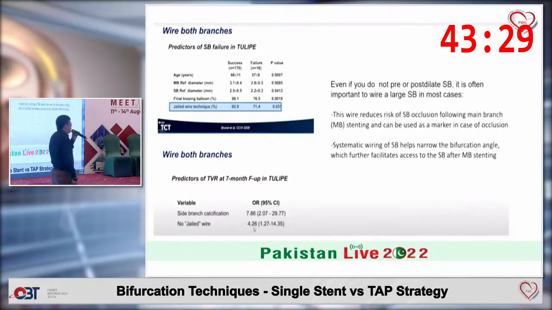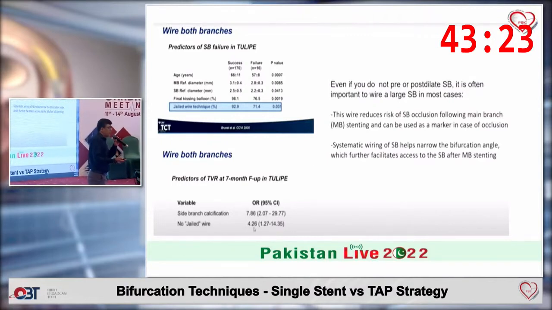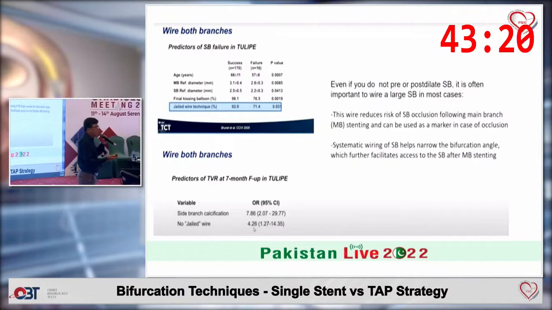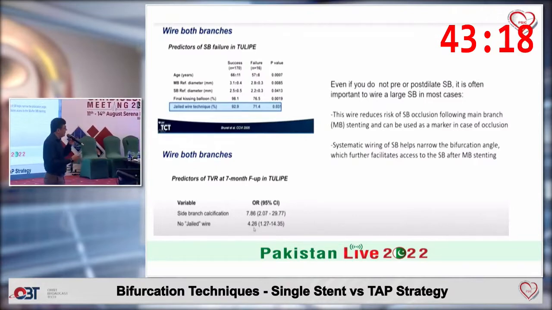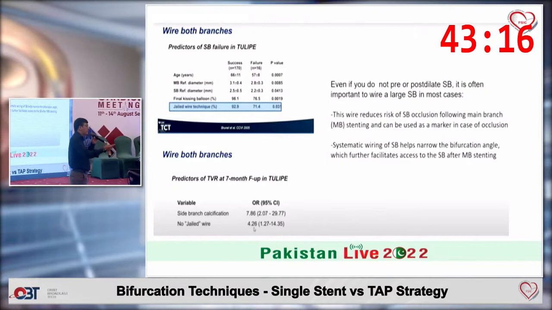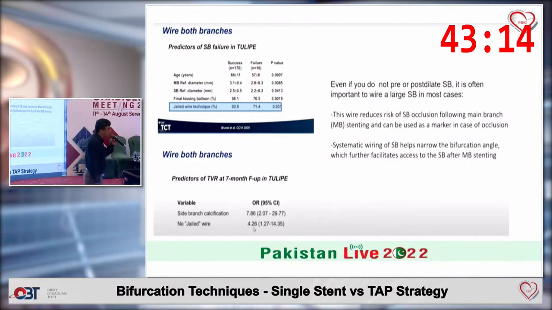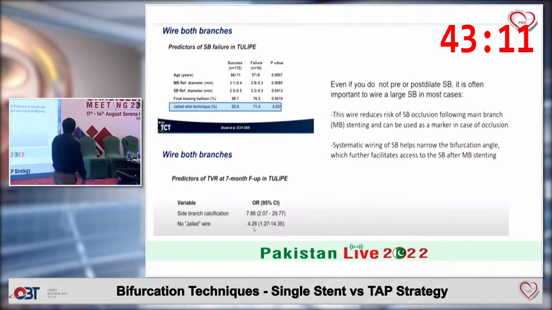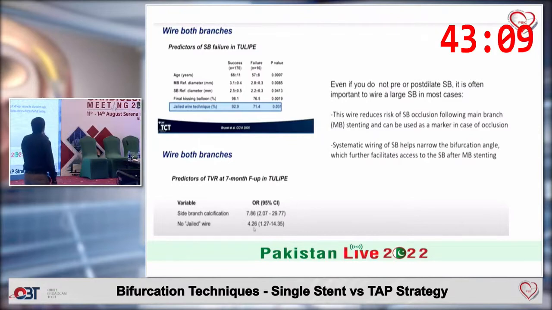So the first question, should we always wire? Well, the trials say it's always safe to wire the side branch. If it is very small, non-significant, less than 2 maybe, you may leave it. In all other cases, as Professor Tanvir said, it's always preferable to wire the side branch. It is a lot of help because the wire reduces the risk of side branch occlusion following main branch stenting and can be used as a marker in case of occlusion. So that is the first benefit. Number 1, the presence of a wire in the side branch always helps prevent a side branch occlusion.